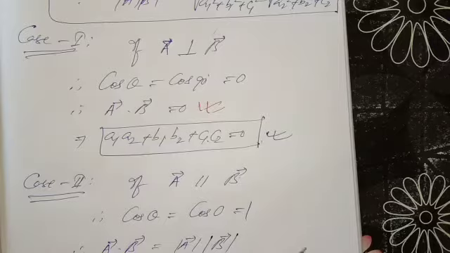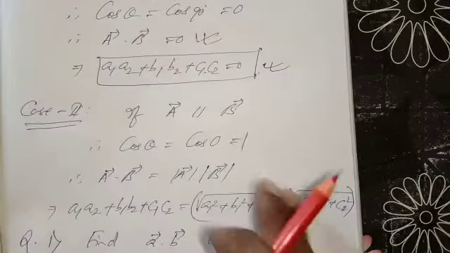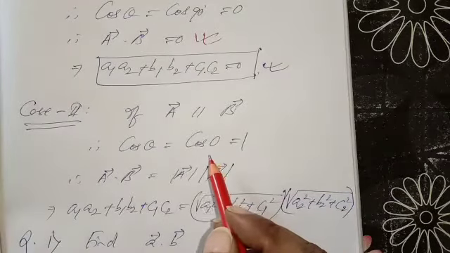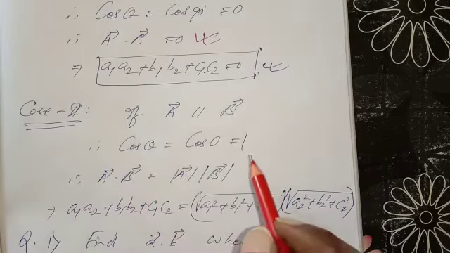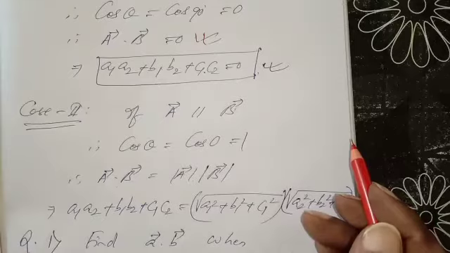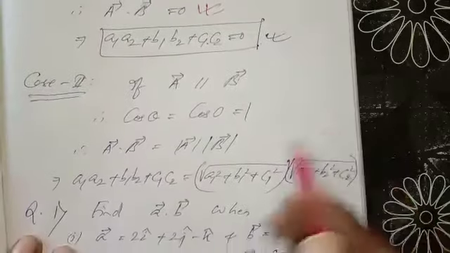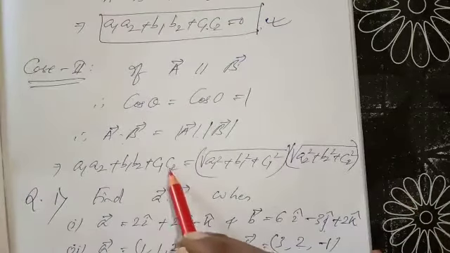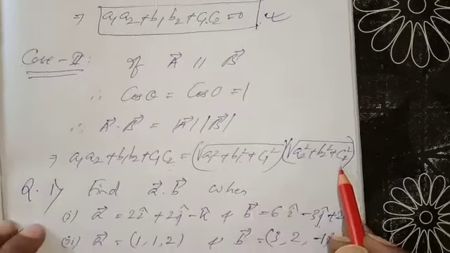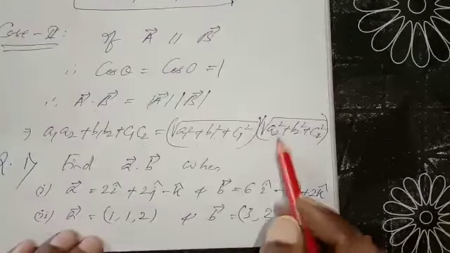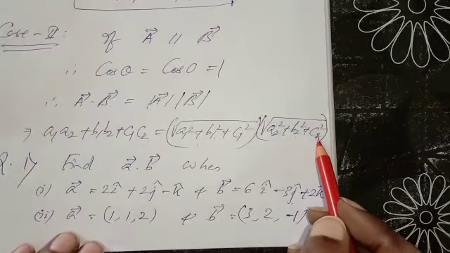If two vectors are parallel to each other, that means a is parallel to b, the angle is how much? 0. Cos 0 is how much? 1. Therefore, a dot b is equal to magnitude of a into magnitude of b. From the cos theta formula it is coming. A dot b means a1a2 plus b1b2 plus c1c2, and the magnitudes are the square root of a1 square plus b1 square plus c1 square into the square root of a2 square plus b2 square plus c2 square.